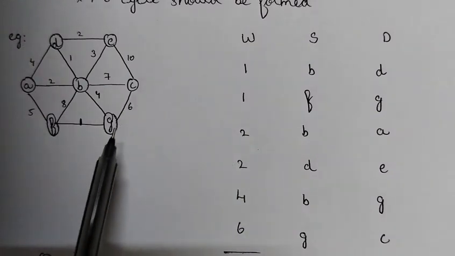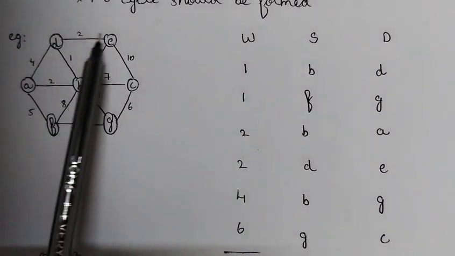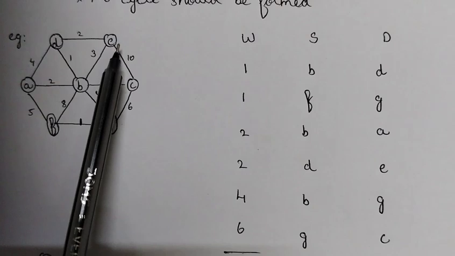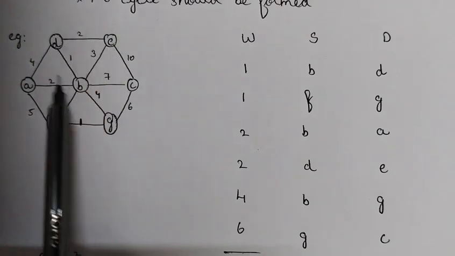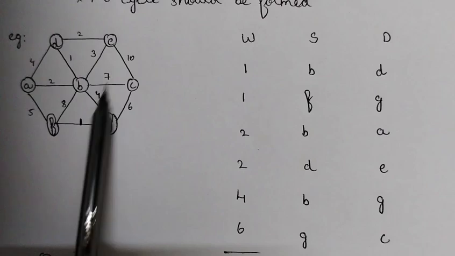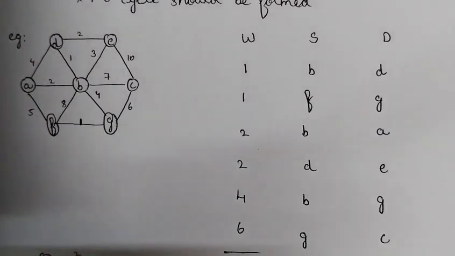After 2 we have 3, that is B to E, but we are not considering this as it forms a cycle from B, D, E and then again B. So 3 is not considered for the minimum cost spanning tree.